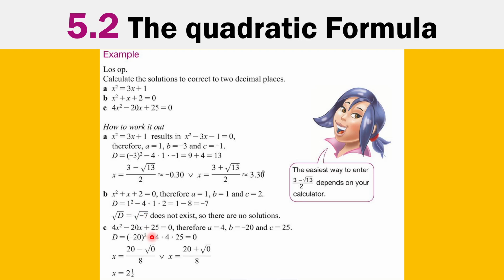And in the third one, if you fill in a is 4, b is minus 20, c is 25, you find that the discriminant is 0. Watch the next step. It gives me 20 minus the square root of 0 divided by 8, or 20 plus the square root of 0 divided by 8. Do we all agree that's the same number? Because minus 0 or plus 0 gives me the same thing. So this equation only has one solution. And again, I could have predicted that by the outcome of the discriminant.